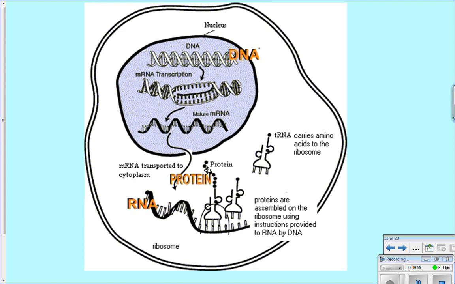It's a really complicated process. You don't need to know the specifics at your level, but I wanted you to be aware there's two nucleic acids, DNA and RNA, and they both function in making proteins. Proteins are really important in your body, and proteins are made in the ribosomes.